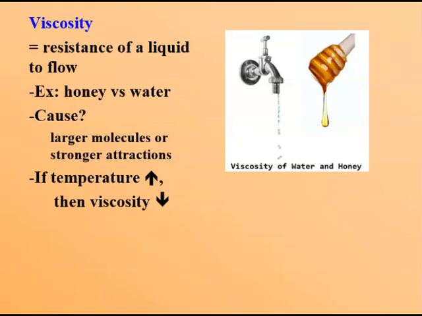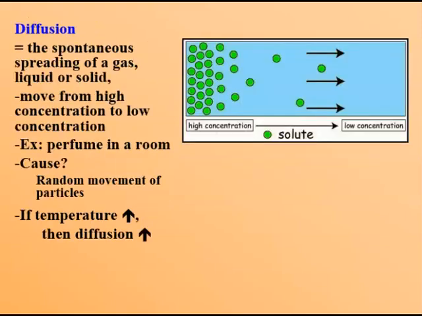Next, let's consider diffusion. Diffusion is defined as the spontaneous spreading of a gas or a liquid or a solid. They move from high concentration to low concentration. Example would be like perfume in a room. If a room is completely closed and there is no wind or drafts in there, and someone squirts perfume in one side, the particles are constantly moving, so they randomly move around, and we have that natural flow from a high concentration to a low concentration.